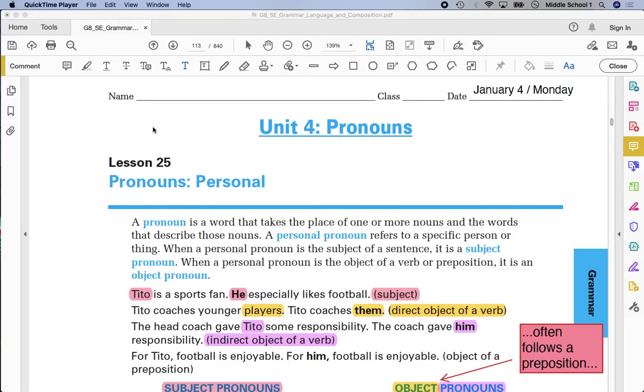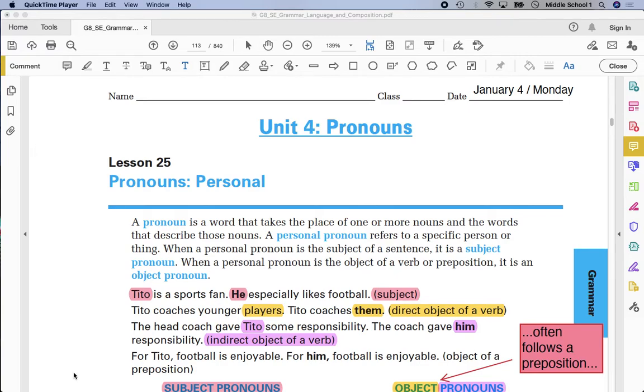The head coach gave Tito some responsibility. The head coach gave him responsibility. You will notice in this sentence, Tito is an indirect object. Coach gave what? Responsibility. To whom or for whom? Tito. To whom or for whom? Him. Once again, Tito and him are interchangeable. Tito, a noun; him, a pronoun.